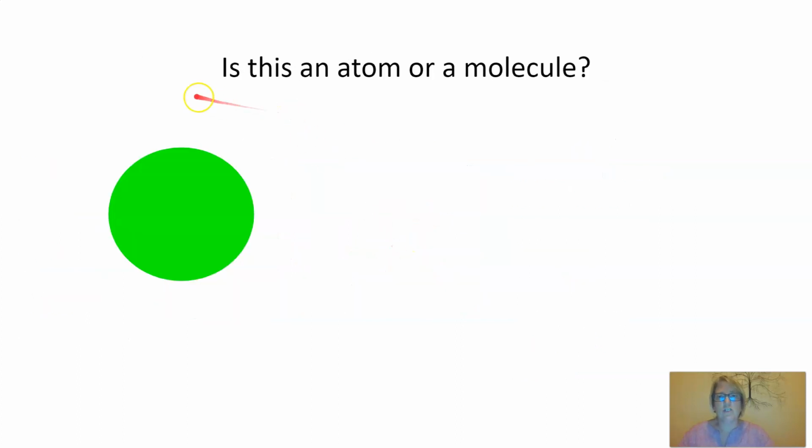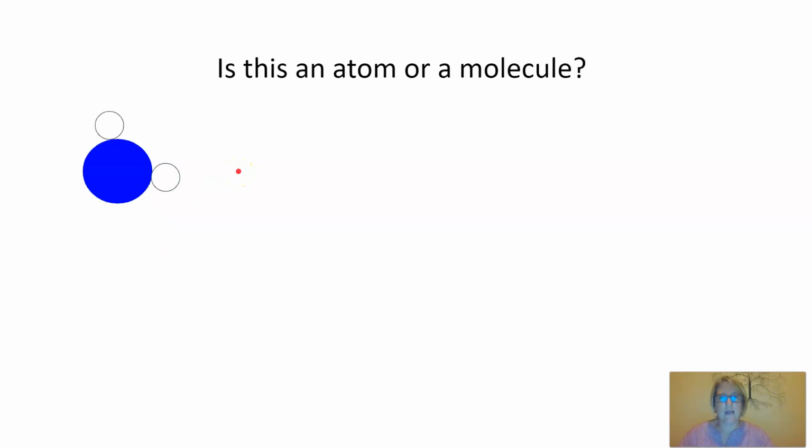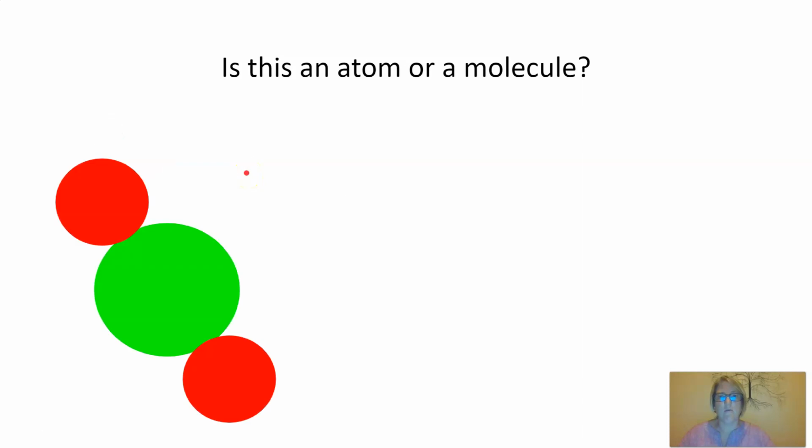So just a quick revision. Is this an atom or a molecule? It's an atom. Is this an atom or a molecule or a compound? It is a molecule because it is made up of two atoms. One blue atom here, and here's another blue atom. Is this an atom or a molecule? So it's made up of 1, 2, 3 atoms, which means it's a molecule.